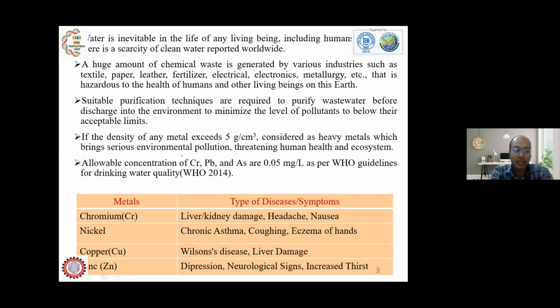Acceptable limits have been defined by the World Health Organization. The acceptable limit for chromium, lead, and arsenic is 0.05 milligram per liter in drinking water. If we consume heavy metals beyond this limit, it will be detrimental to our health. The diseases or symptoms that may occur are tabulated here. Excess chromium may cause liver or kidney damage, headache, and nausea; nickel, chronic asthma, coughing, and eczema; copper, Wilson disease and liver damage, and so on. There are various detrimental effects.